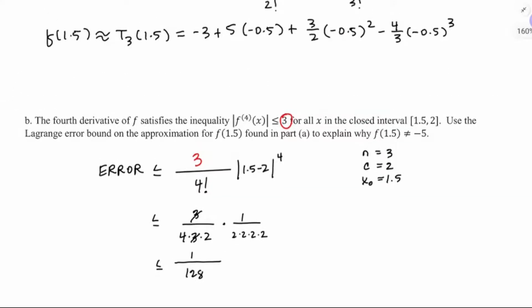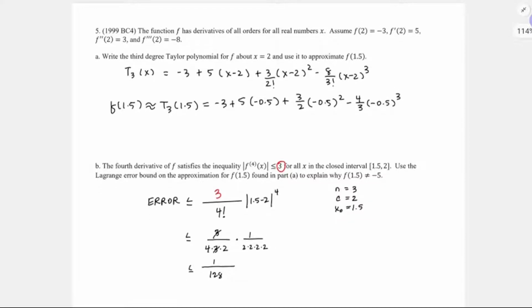Okay, so this must be a calculator question. Yeah, I think I remember that in 1999 they were allowed a calculator on the whole thing. So they must have needed to find the approximate value of f of 1.5 that they got using the Taylor polynomial. Let me calculate that real quick.